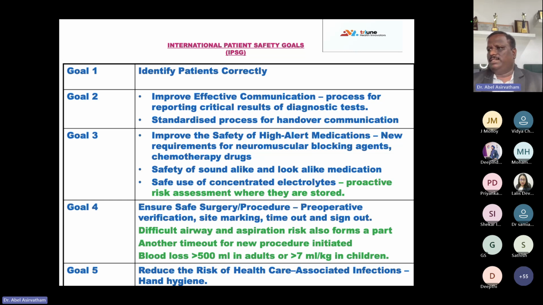Improve the safety of high-alert medications, with new requirements for neuromuscular blocking agents, chemo drugs, etc. Safety of sound-alike and look-alike medication, safe use of concentrated electrolytes, and more important, you do a proactive risk assessment of where they are stored. Ensure safe surgery procedure: pre-operative verification, site marking, timeout and sign out. Difficult airway and aspiration risk also form a part of it. Another timeout if a new procedure is initiated, and blood loss of more than 5 ml in adults and more than 7 ml per kg needs to be documented. Reduce the risk of healthcare associated infection, mainly talks about hand hygiene.